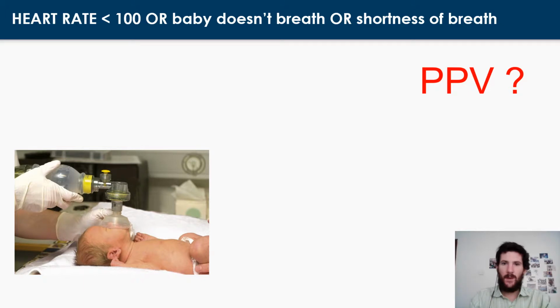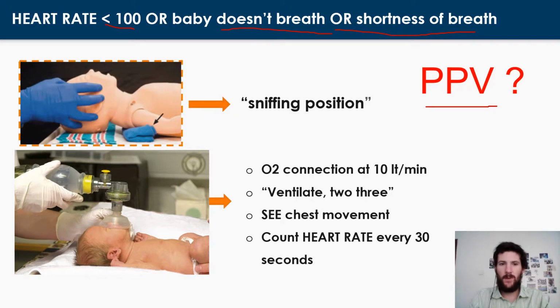On the other hand, if the heart rate is less than 100, or the baby isn't breathing or has shortness of breath, some difficulties breathing, what do we have to do? PPV. What does PPV mean? Positive pressure ventilation. Okay, to do that, we need to put the baby in a sniffing position, because in that position we can open the airway. So we pull the neck up a little, make a little hyperextension of the neck, and of course we can put something behind the shoulders in order to lift the thorax a little.